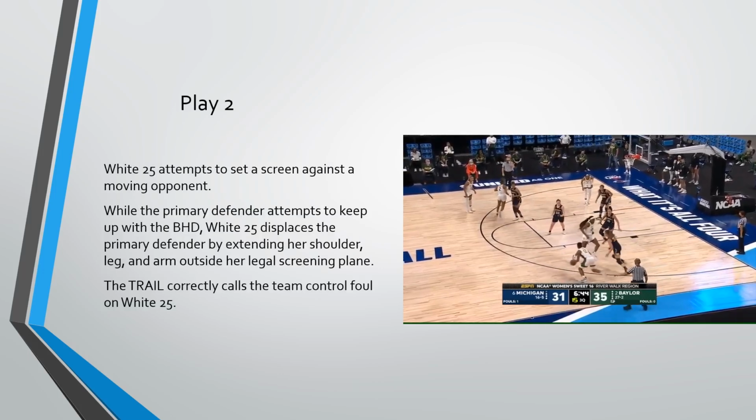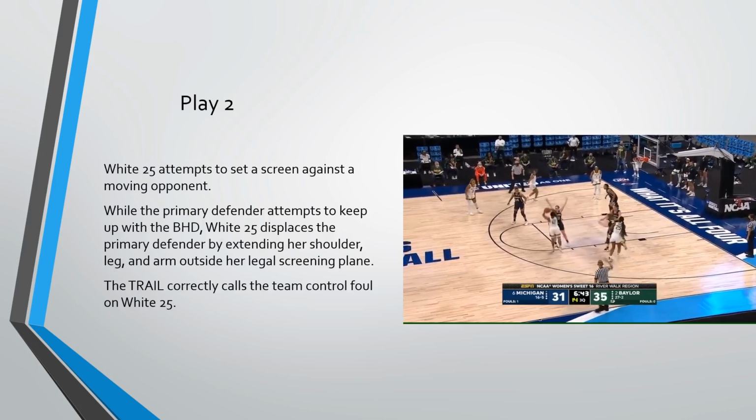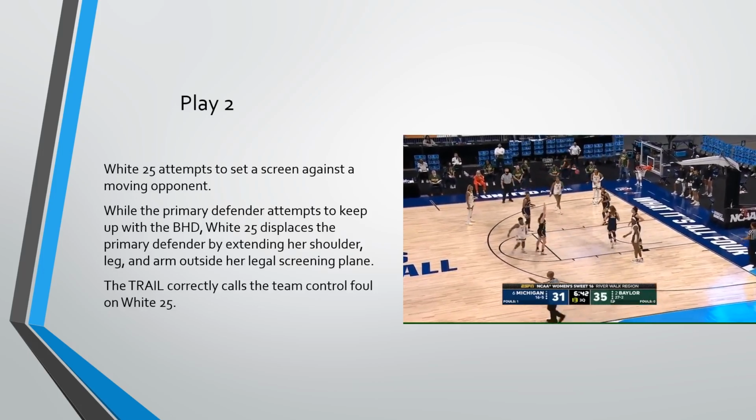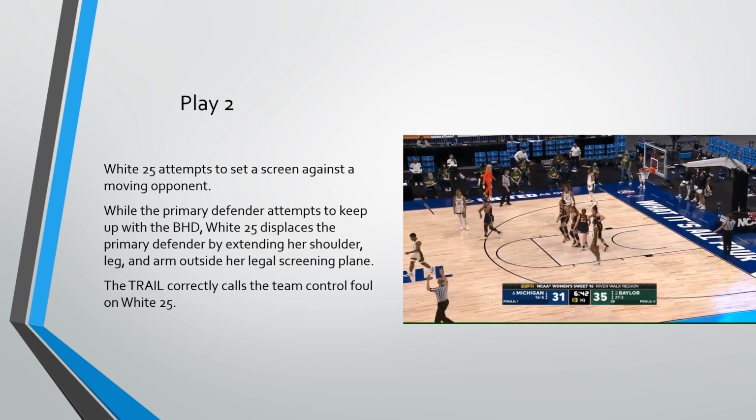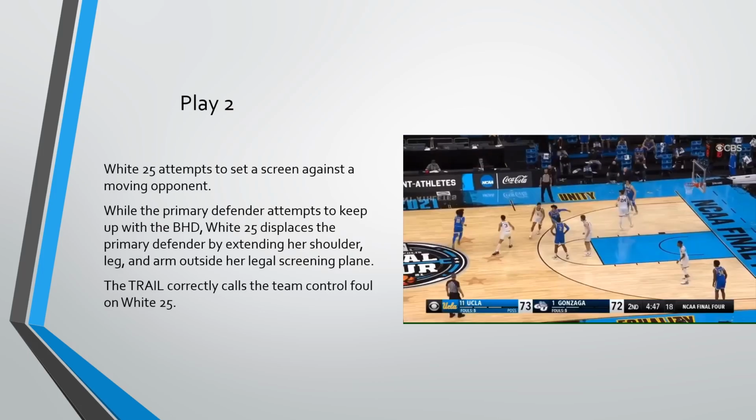White 25 attempts to set a screen against a moving opponent. While the primary defender attempts to keep up with the ball handler dribbler, white 25 displaces her by extending her shoulder, leg, and arm outside her legal screening plane. The trail correctly calls the team control foul on white 25.